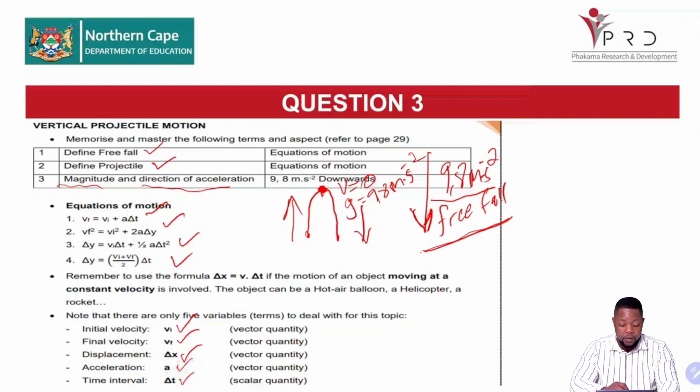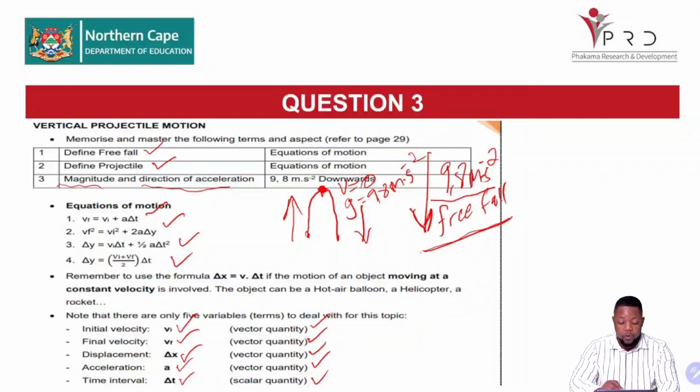Remember, velocity is a vector quantity, therefore it has magnitude and direction. Final velocity, vector quantity, magnitude and direction. And then your displacement is a vector quantity, magnitude and direction, acceleration, magnitude and direction, and your time is a scalar quantity. Therefore, even when you do your calculations, you should never get to a point where you get a negative time. Your time should be positive at all times.